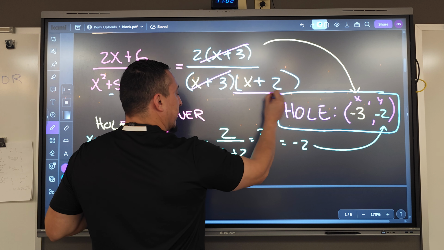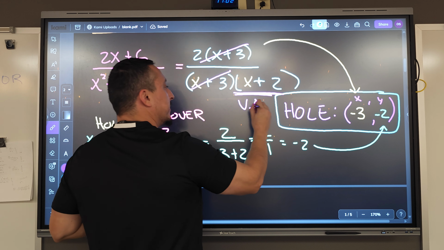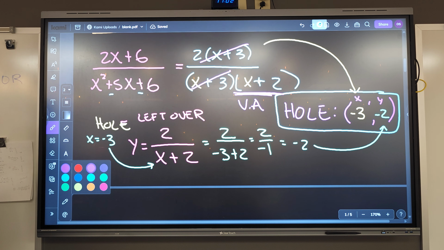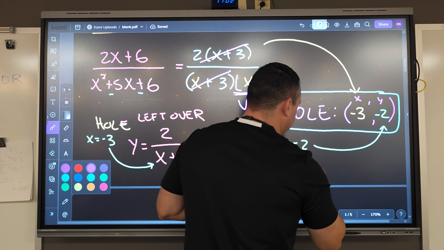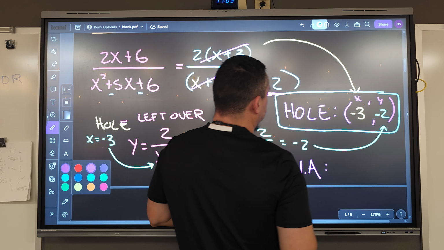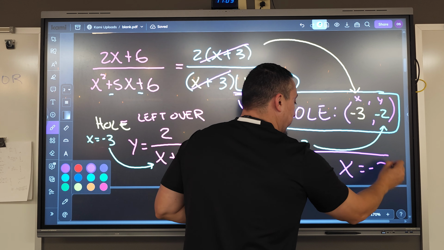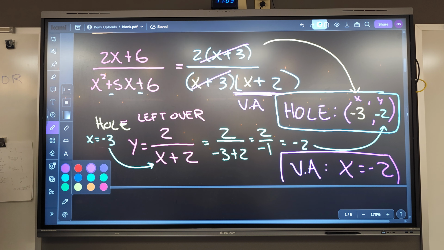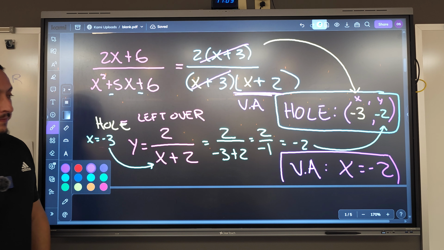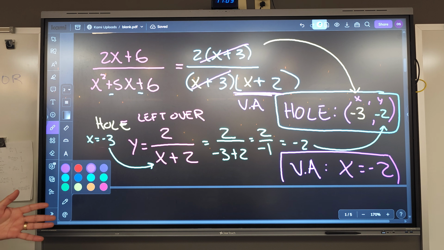The bottom that doesn't cancel, that's your VA. Okay, so there's our vertical asymptote. So our VA is located at x equals -2. Now remember, a vertical asymptote is a line, so it's not a point. You don't get an x and a y. Okay. Is that good? The VA makes sense? Yep.